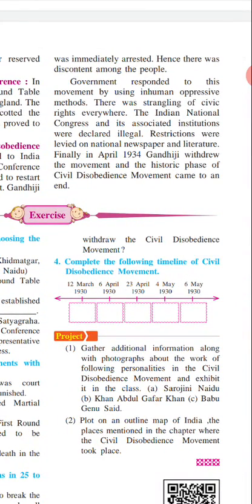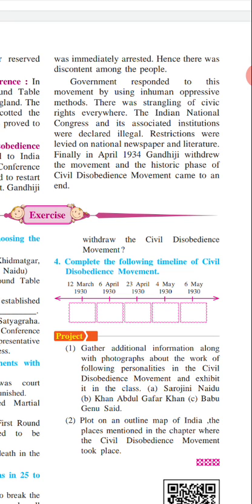After returning from the Second Roundtable Conference, Gandhiji started the civil disobedience movement, and on seeing this, he was immediately arrested again and kept in prison. Hence, there was discontent among the people. The government responded to this movement by using inhuman oppressive methods. There was strangling of civic rights everywhere.